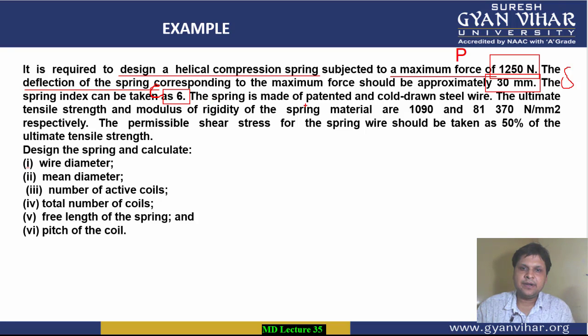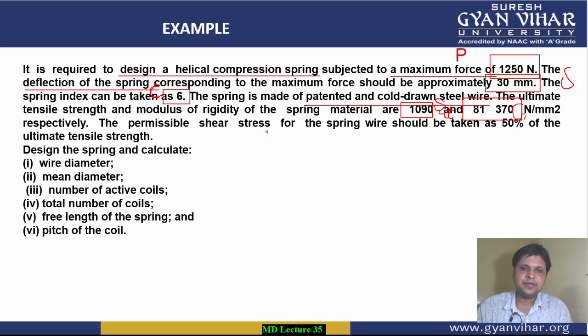The spring is made of patented and cold drawn steel wire. This is the material from which the spring is made. The ultimate tensile strength and modulus of rigidity of the spring are also given. The ultimate tensile strength is 1090 Newton per mm square, this is SUT. And then 81370, this is your value of modulus of rigidity, which we denote by G in the formula.